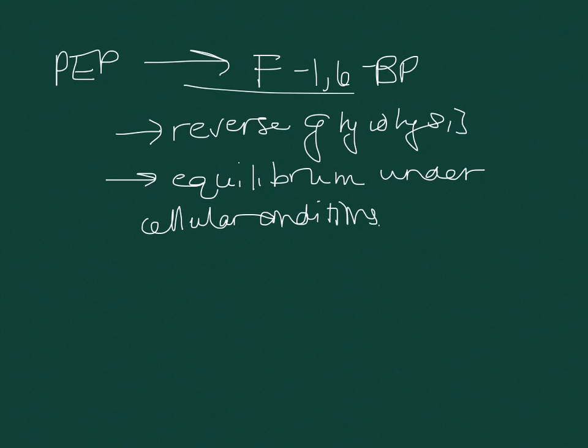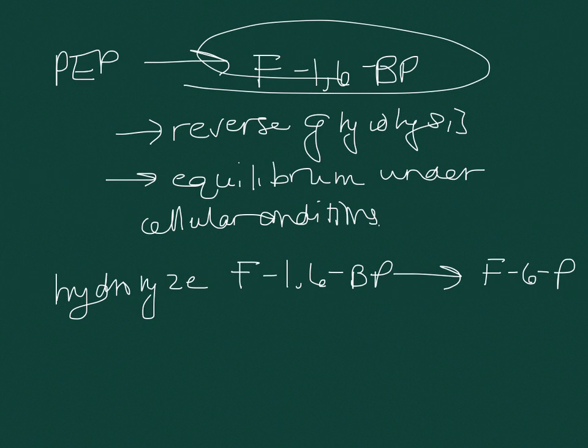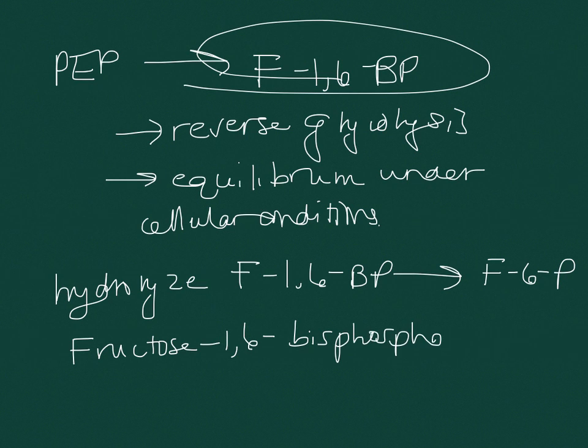Alright, so when we get to fructose 1,6-bisphosphate, this is the next irreversible step. Okay, and in this step what we're going to do is hydrolyze fructose 1,6-bisphosphate back to fructose 6-phosphate. And the enzyme that's going to do this is fructose 1,6-bisphosphatase.